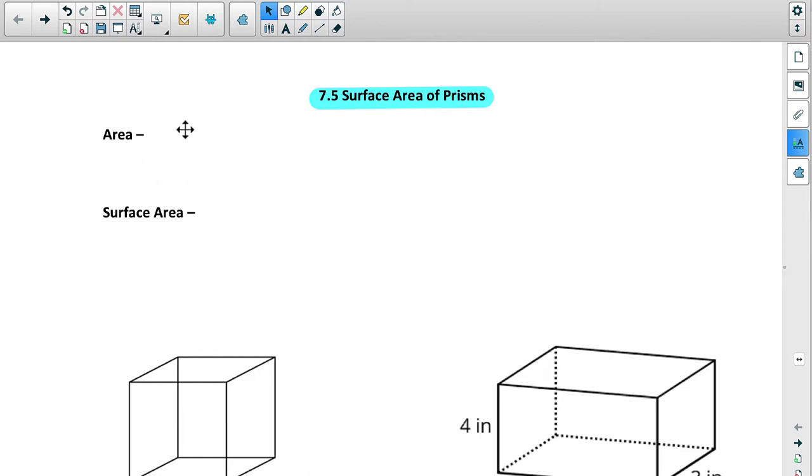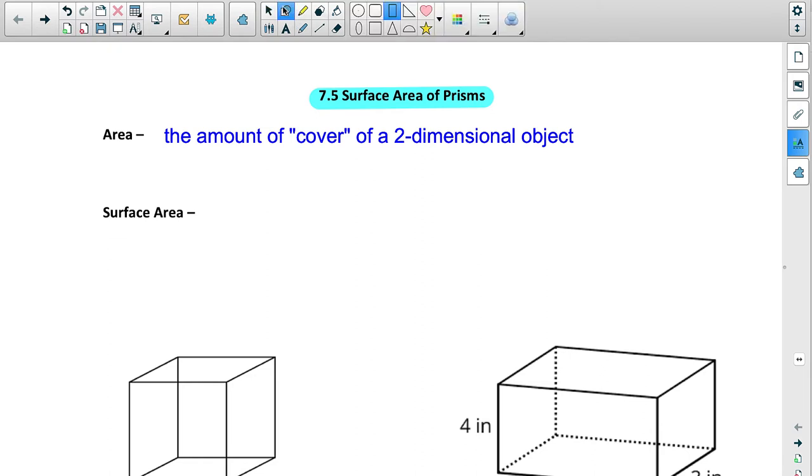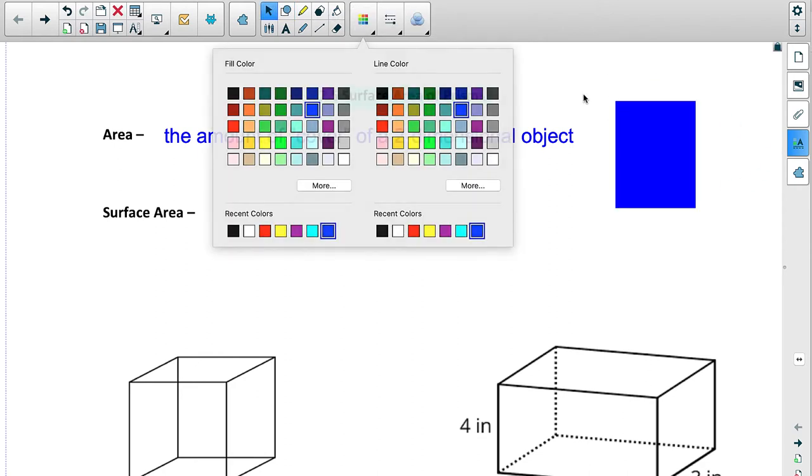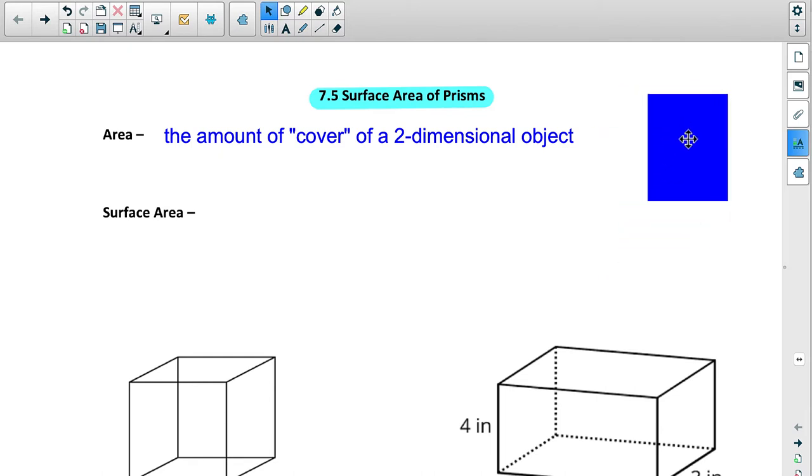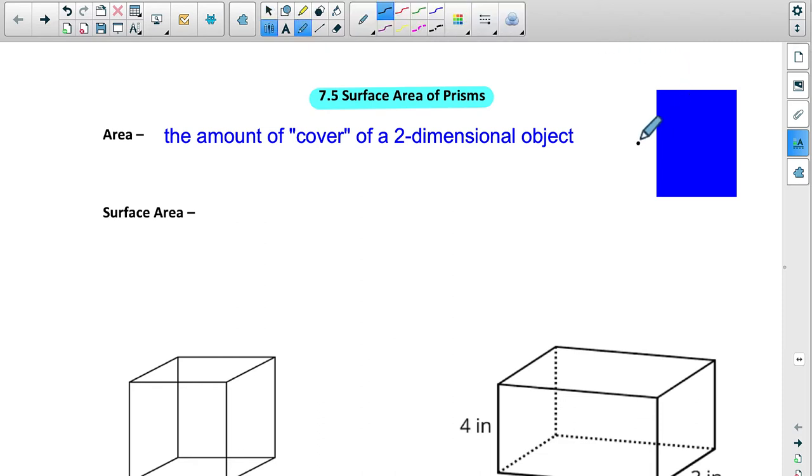So we've done area and volume, right? First we did area. Do you remember what it is? Area is the amount of cover of a two-dimensional object. I know I talked about this before, but I'll just quickly mention it again. If I was to draw this rectangle, I can move it all around, and no matter where I move it, it covers the same amount of my screen. How much cover it has is the area of that blue rectangle. And the way we found the area of this is we'd multiply the length times the width, and that would give us area.